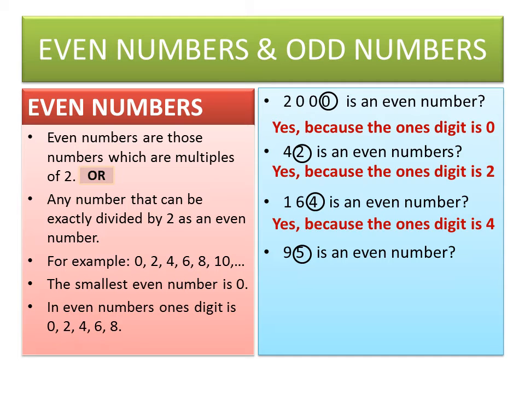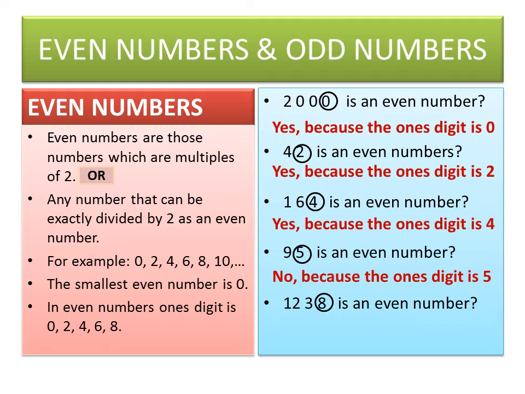Is 95 an even number? No, because the one's digit is 5. Is 1238 an even number? Yes, because the one's digit is 8. Hope you better understand even numbers.